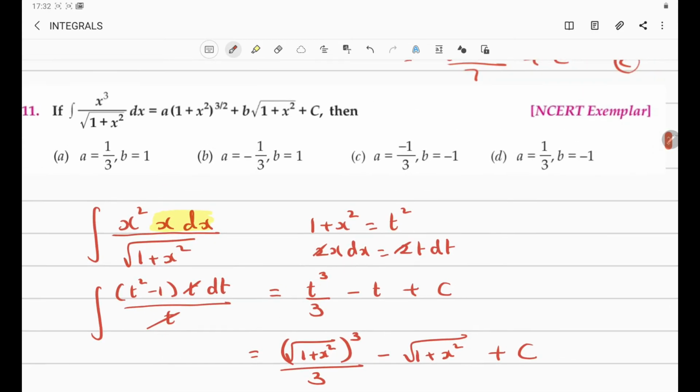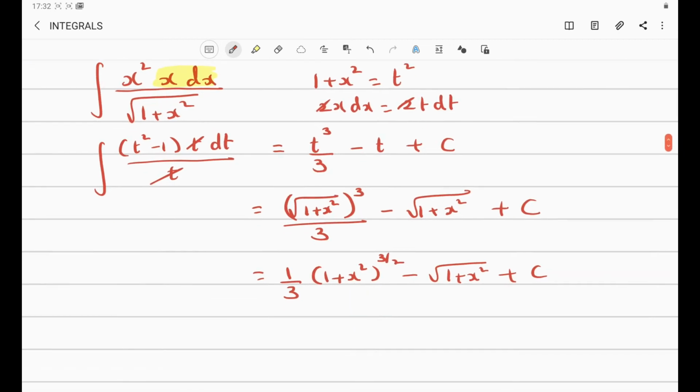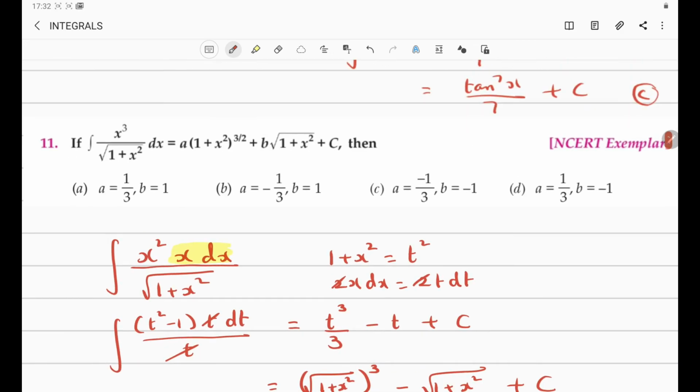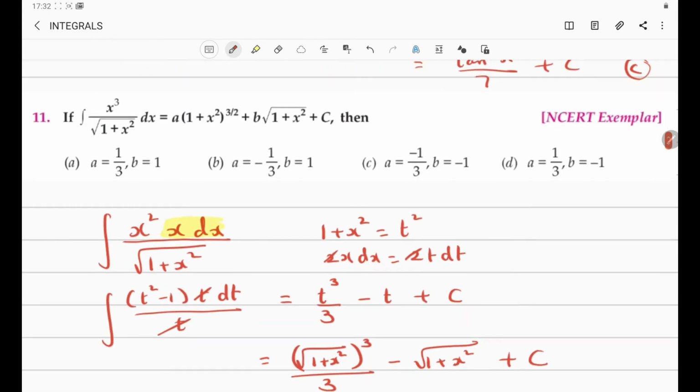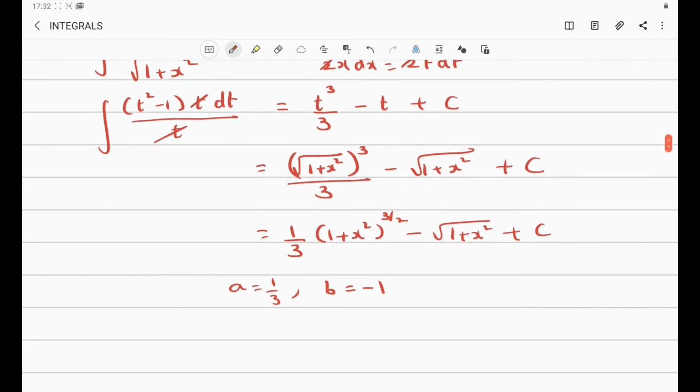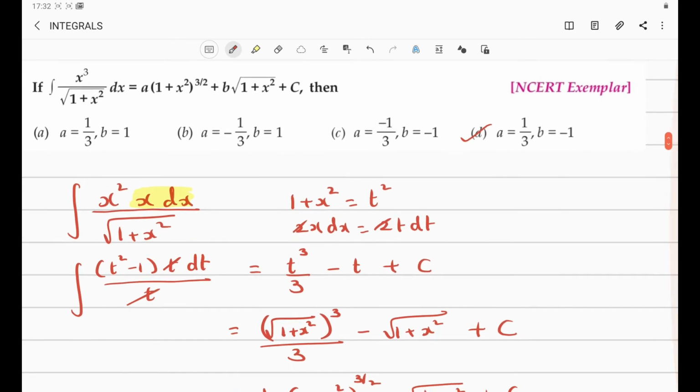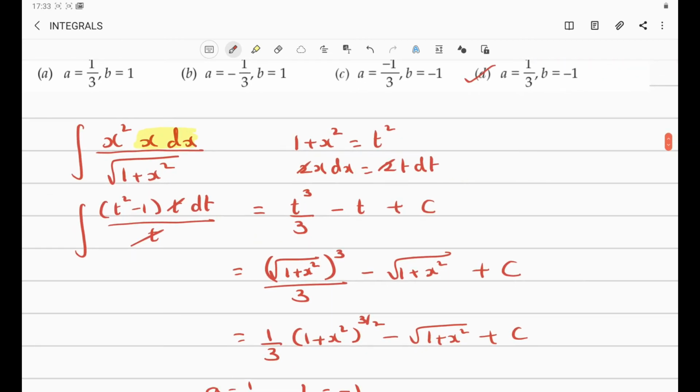Now let us see what is asked here. We have a into 1 plus x square whole power 3 by 2, so you have a value as 1 by 3, and here we have plus b into root 1 plus x square. So the value of b should be equal to minus 1. A equal to 1 by 3, b equal to minus 1. So option D is the correct choice.